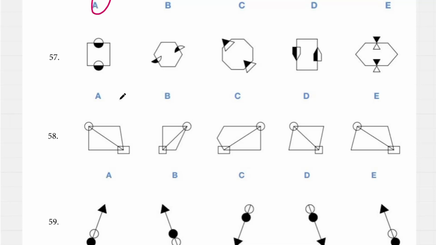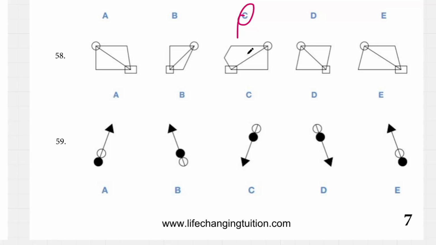Question 57, they're always flipped. However, we then see that we have one black and one white inside. Apart from C, where this shape is not flipped at all, it's the same shape. Although it has one black and one white inside, the shape hasn't been flipped, so that has to be the odd one out. Question number 58. We always have a quadrilateral over here. However, C is the only one with a pentagon.